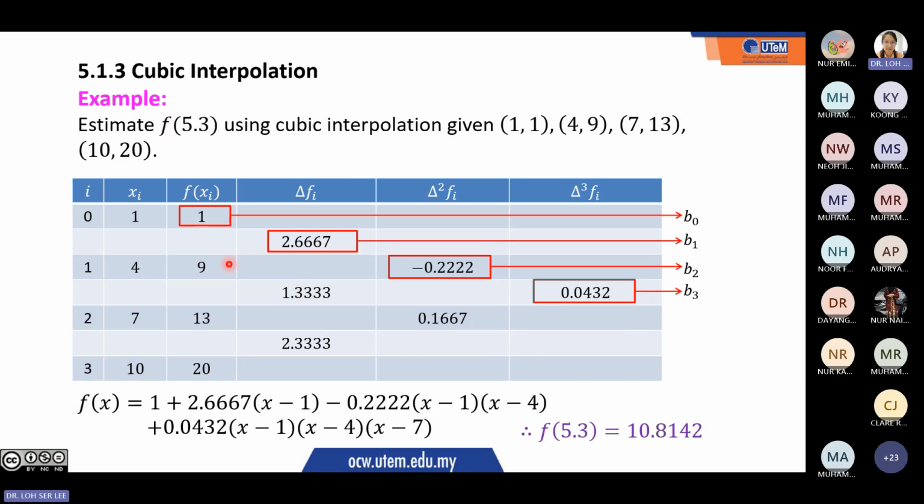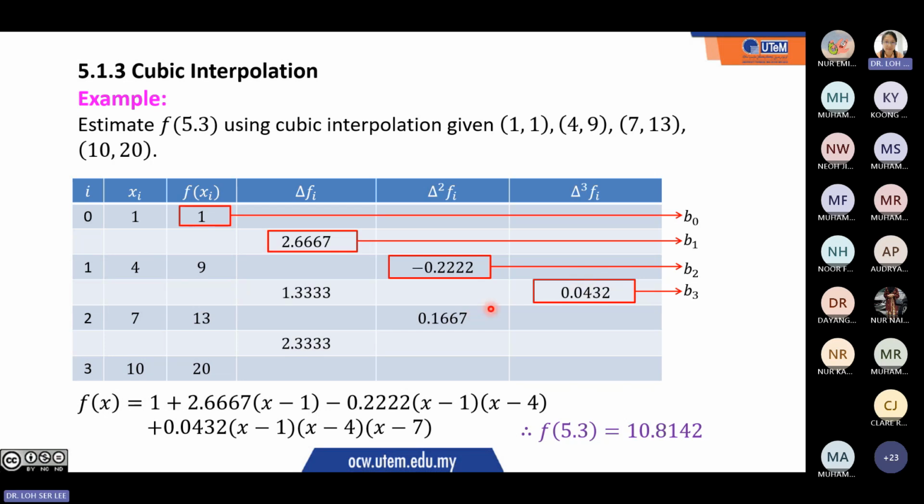From here, 9 minus 1 divided by 4 minus 1, you get this. 13 minus 9 divided by 7 minus 4, you get this. This one also, 20 minus 13 divided by 3, you get this. Next one, you use this value minus this value divided by, you trace back to y, you get 7. And here you trace up, you have 1, so 7 and 1, divided by 6. And here, use this minus this divided by, this is the triangle, right? So 10 minus 4.